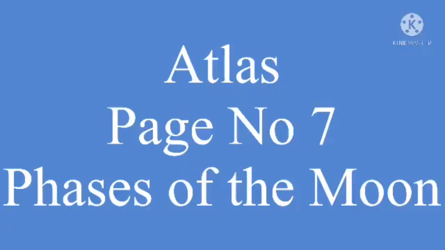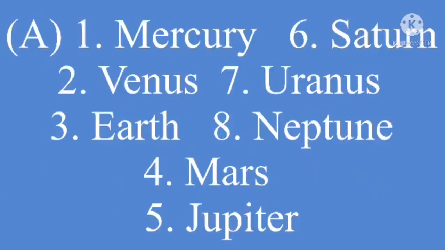Next, take page number 7. In that first Roman numeral, using information given under the solar system, first one is name the planets according to A, distance from the sun, and B, their size. First you have to fill column A. According to distance from the sun, you have to write the names of the planets. What is the name of the first planet? Mercury, then Venus, Earth, Mars, Jupiter, Saturn, Uranus, Neptune. There are 8 dashes, you have to write all 8 planets.